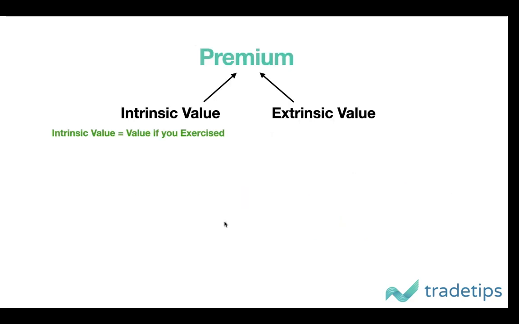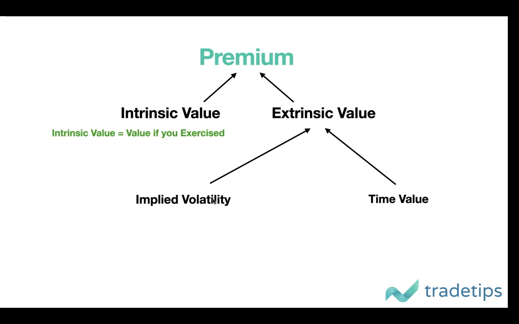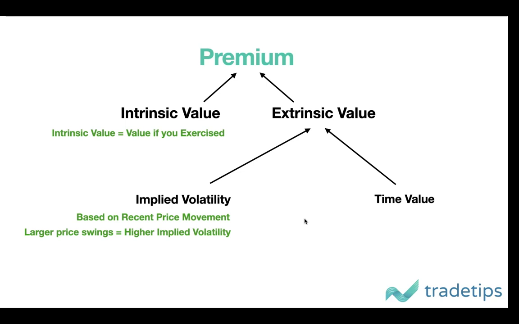Now, when we talk about extrinsic value, that's the everything else. The everything else refers to the implied volatility and the time value. Implied volatility is just based on the recent price movements. So if the price moved from 100 to 110 down to 90, you can see that there's a large price swing. Usually when you see large price swings, that equals a higher implied volatility. For example, if you go from 100 to 101 to 99, that would be a lower price swing, so you'd get lower implied volatility. And how volatile the stock is goes into how much the premium costs.